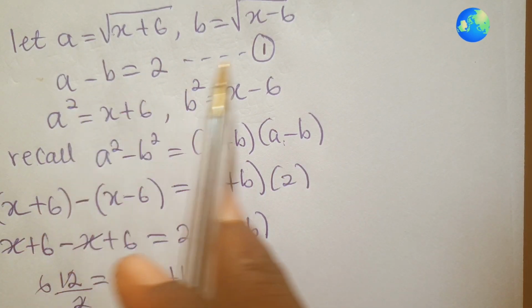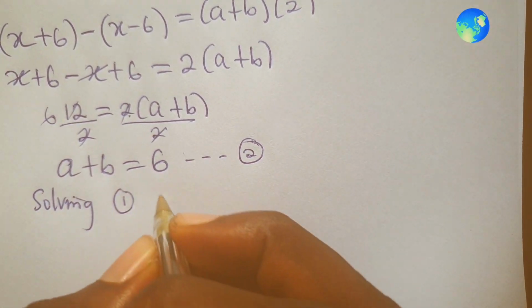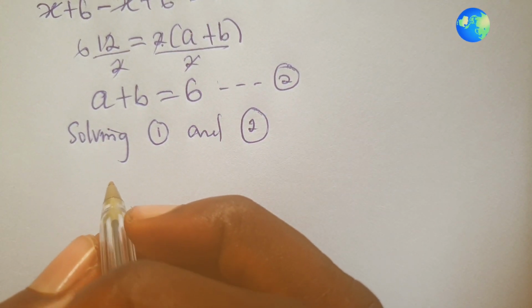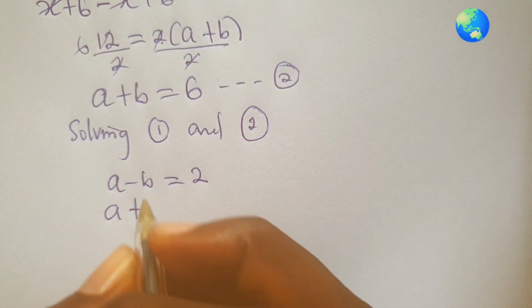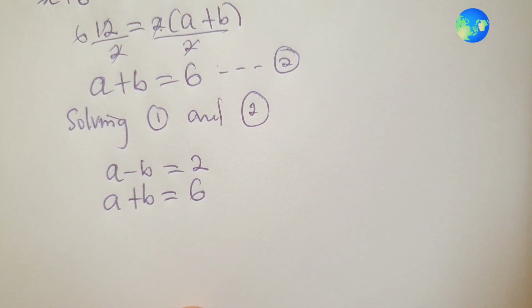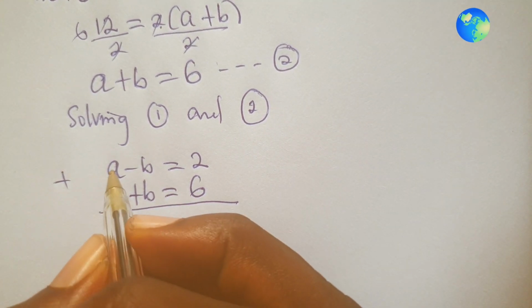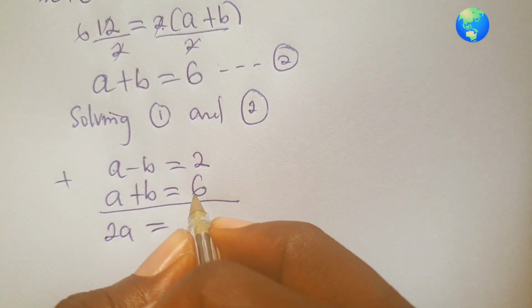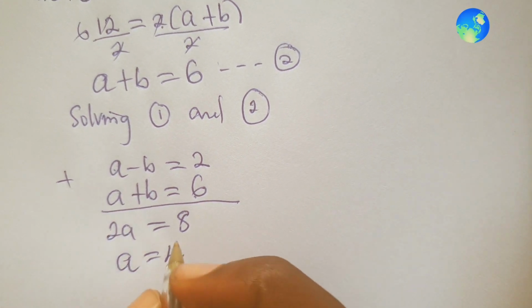Remember, we had our first equation here, right? So we'll solve equations 1 and 2. By so doing, we have a minus b equals 2 and a plus b equals 6. Now, I can solve it simultaneously by adding. If I add up, I'm having a plus a to be 2a. This and this, we have 0. 2 plus 6, I have 8. That means if I divide both sides by 2, I'm going to have a to be 4.